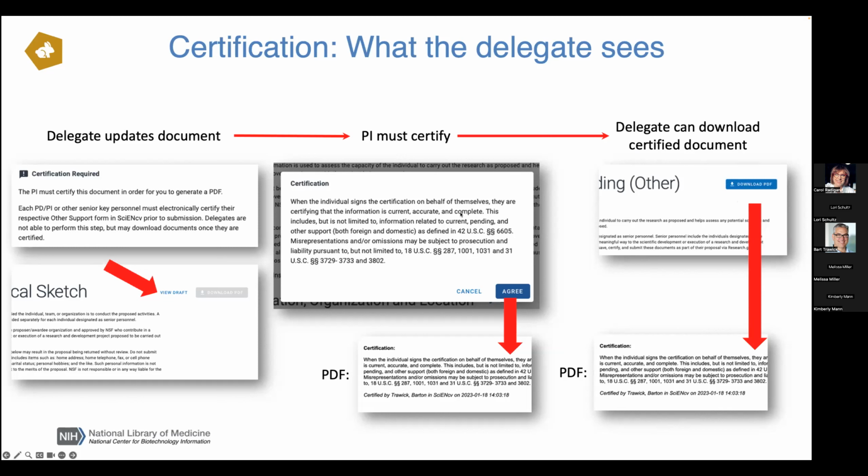If the PI at any point makes changes and doesn't certify it, then it will revert back to this: we're waiting for the PI to certify this. So that's the final step for this to be certified and exported and ready for submission to the grant application systems.